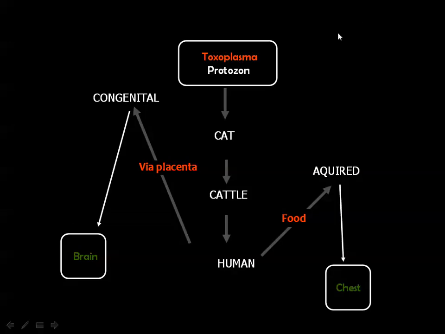And toxoplasma is a protozoon which is usually transmitted to cats, then to the cattle, then to the human. And if it is transmitted through the food, it will result in acquired toxoplasma infection, which will affect the chest. While if the protozoon is transmitted to the human fetus through the placenta, it will result in congenital toxoplasma, which will present mainly intracranially.